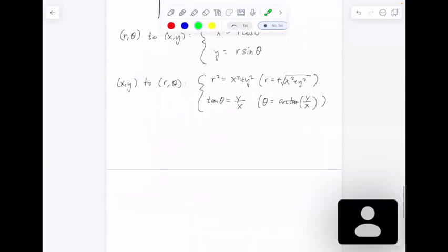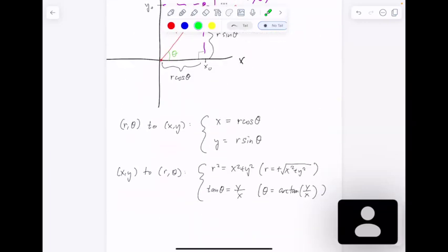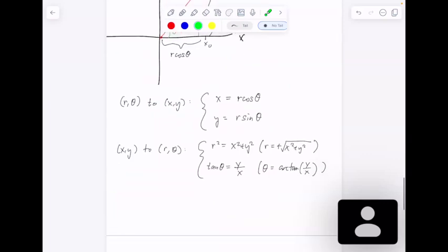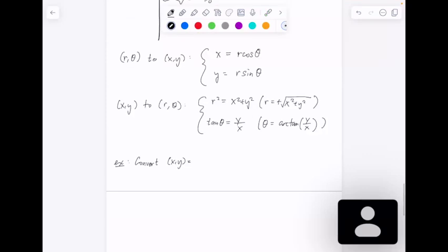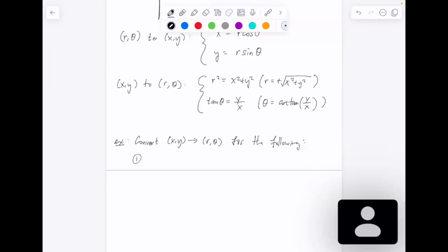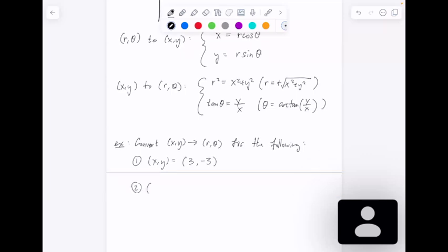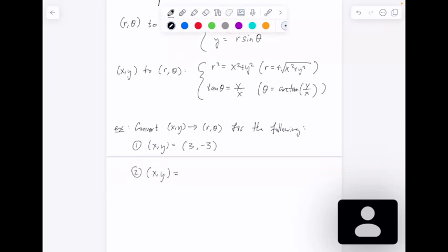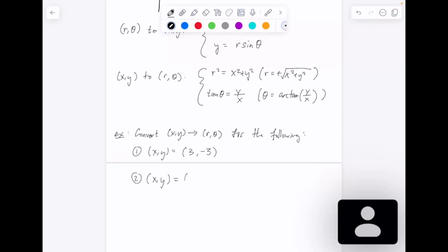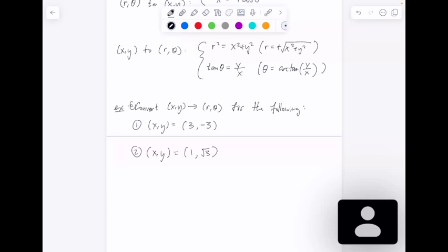All right, so that's the technical point of this restriction business. But this is how your conversion works. Let me find some examples for you to do. Convert (x, y) to (r, θ) for the following points. The first one, (x, y) = (3, -3). The second, let's do the point (x, y) = (1, √3). Let's say that's part A.